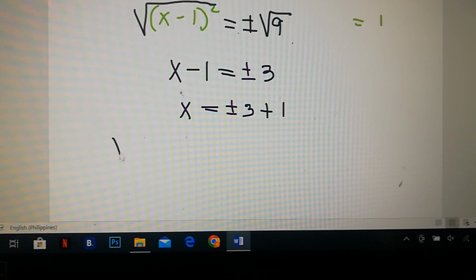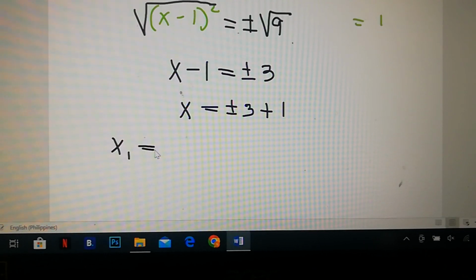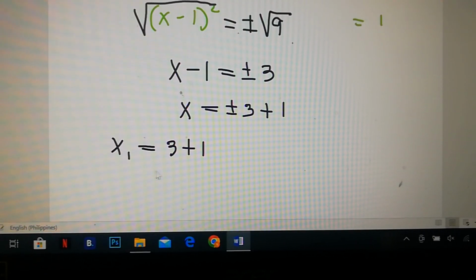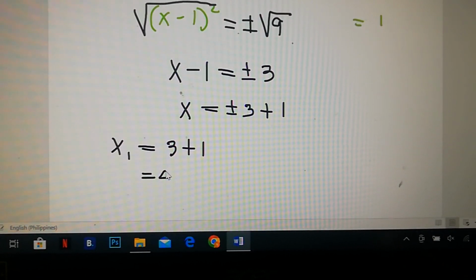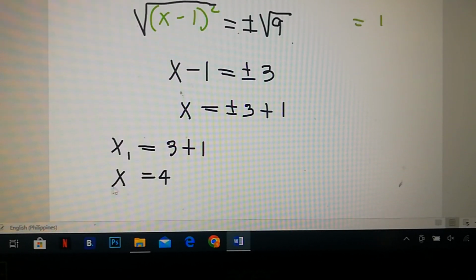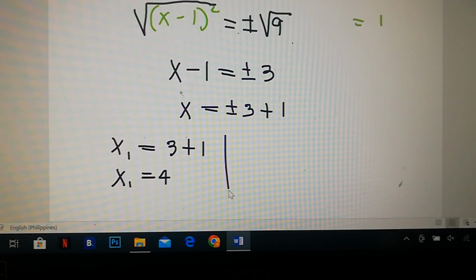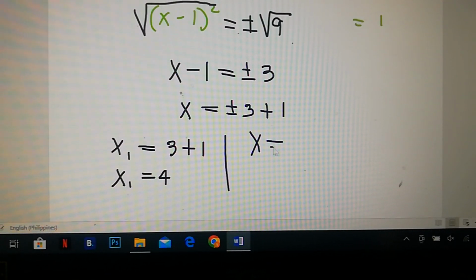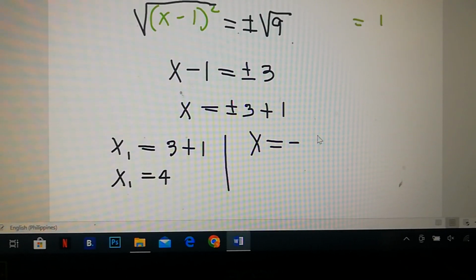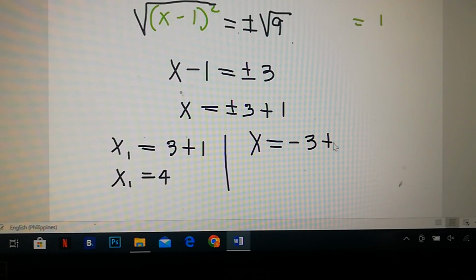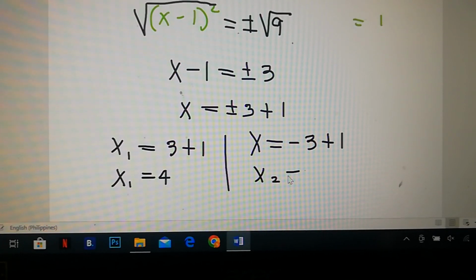So your x sub 1 is equal to positive 3 plus 1, equal to 4. So our first solution is equal to 4. The second solution is x equal to negative 3 plus 1, equal to negative 2. So our second solution is negative 2.